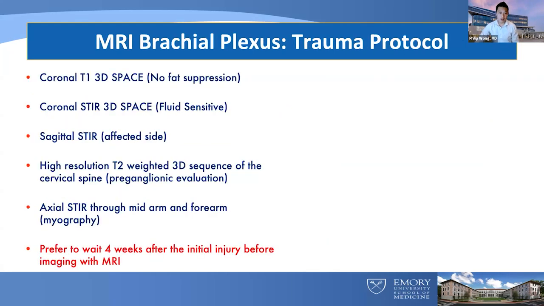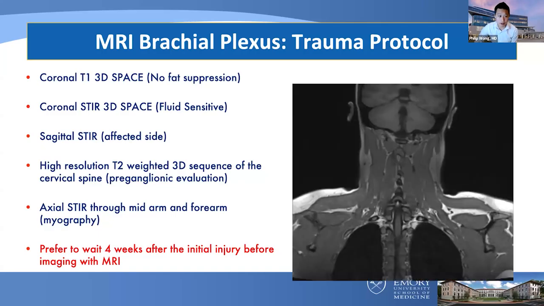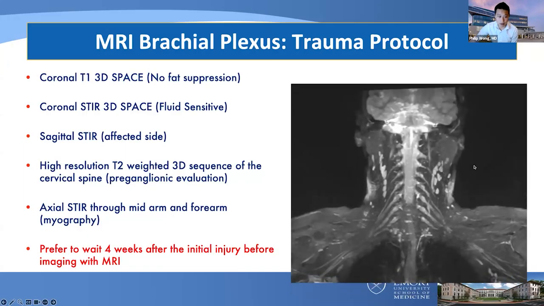So what is our protocol? We use a coronal T1 3D SPACE here, without fat suppression. It's really nice to look at the anatomy, look at the bone structures, and look for muscle atrophy within the field of view. The coronal STIR 3D SPACE is fluid sensitive, and you can manipulate it, do multiplanar reconstructions, and do the MIPs.